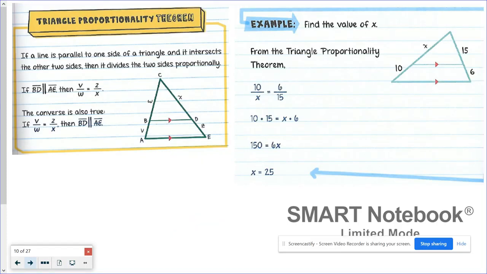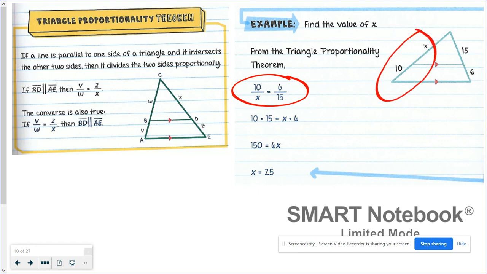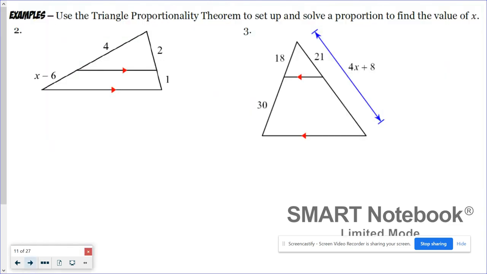In this example here, they wrote 10 over x equals 6 over 15. So the 10 over x is coming from the left side of this triangle. They wrote it bottom over top. And then 6 over 15 is coming from the right side of the triangle, bottom over top. Cross multiply, divide, you get x is 25.